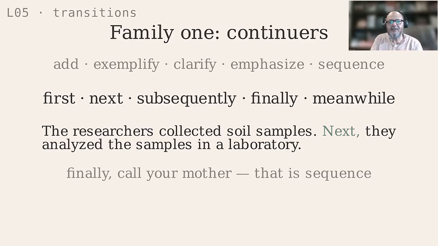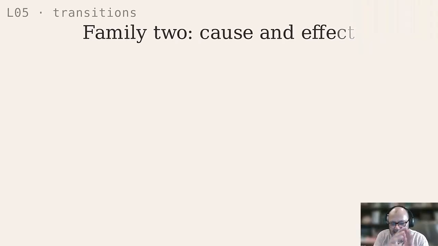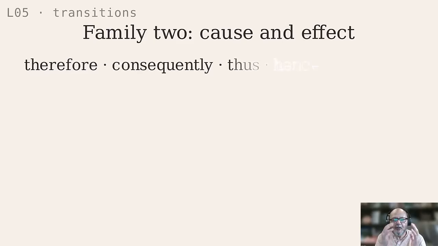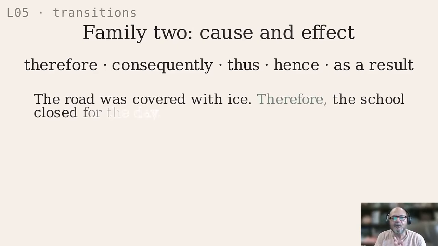All right. Now look at family two, the cause and effect family, right? These transitions show that the second idea is a result of the first. Common cause and effect transitions include therefore, consequently, thus, hence, accordingly, and as a result. Here's an example. The road was covered with ice, therefore the school closed for the day. The icy road caused or strongly contributed to the school closing.